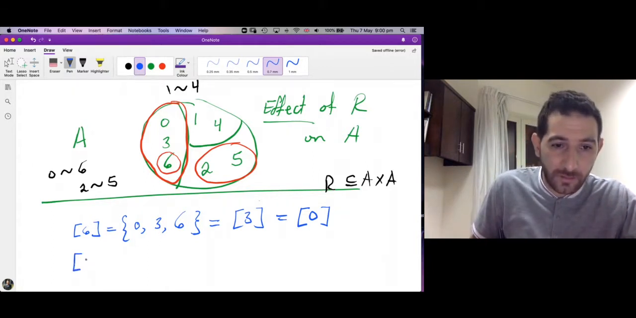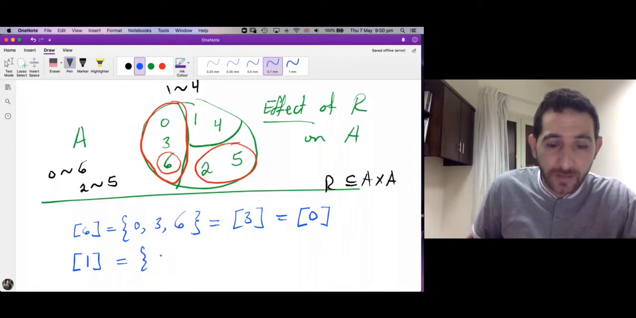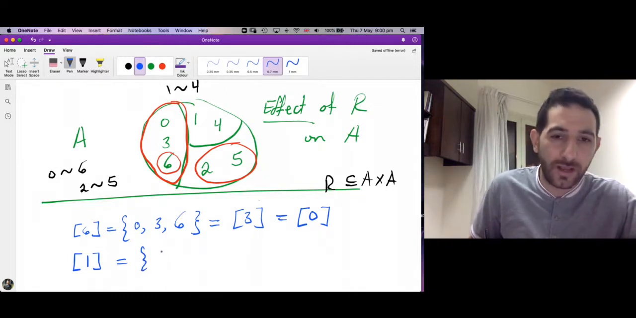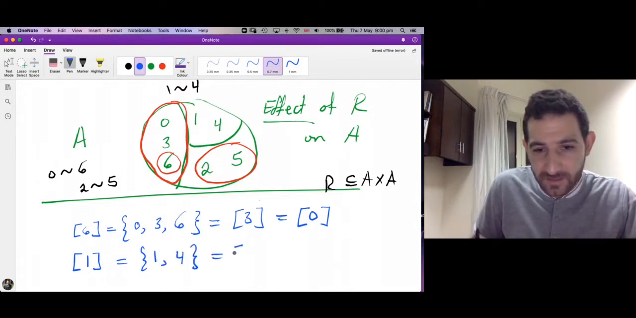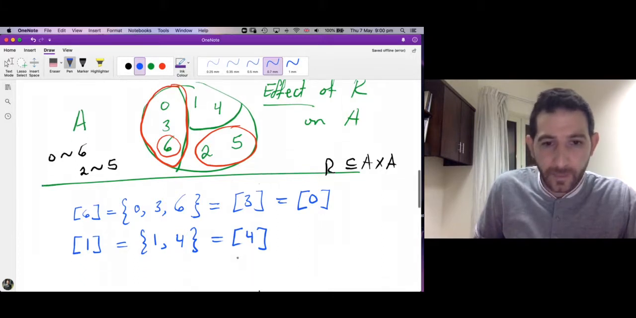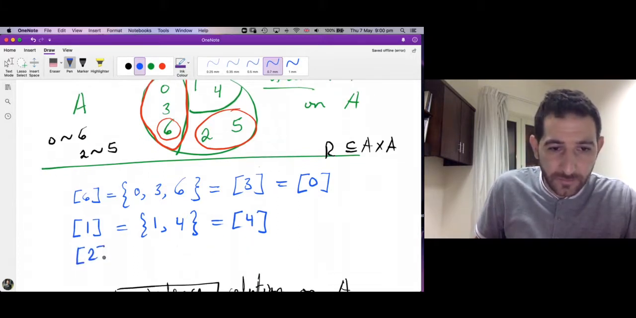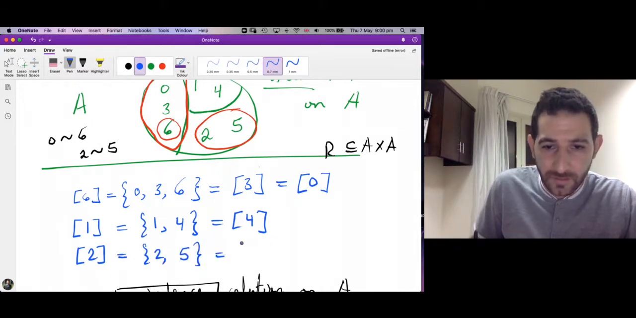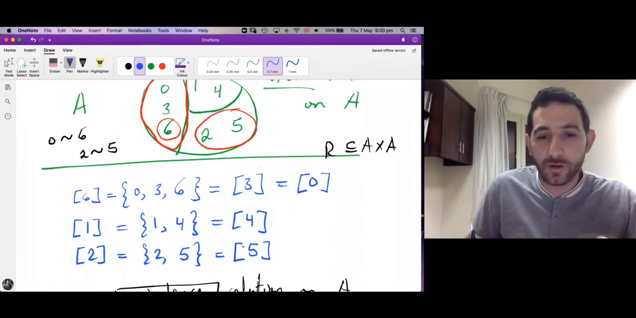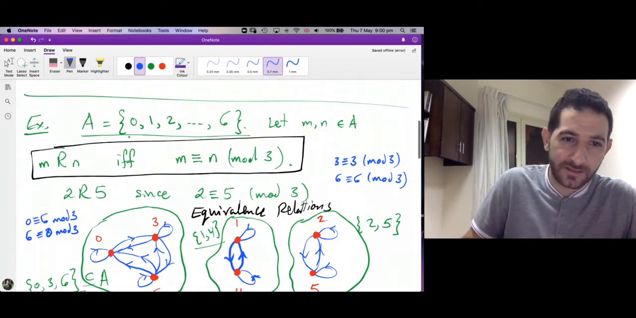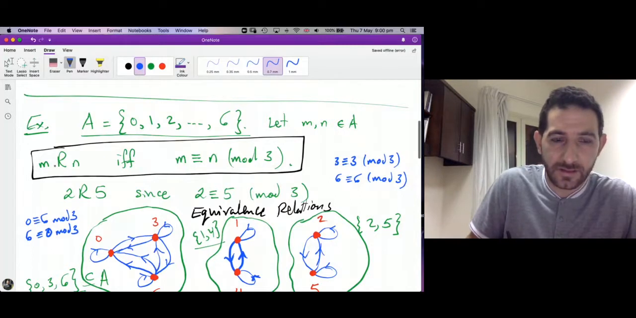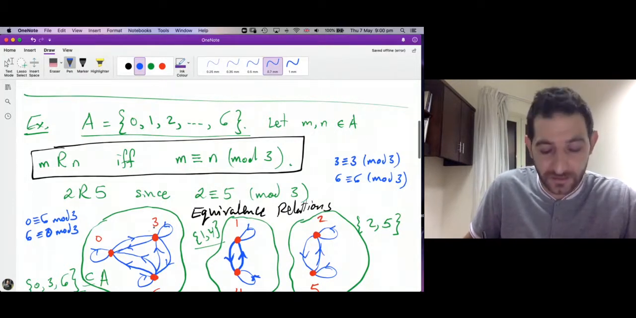Now, what is the equivalence class of 1? It is all elements related to 1, which means all elements congruent to 1 modulo 3, and these are 1 and 4. And this is the same as the equivalence class of 4. And finally, the equivalence class of 2 is the set containing 2 and 5, and this will be the same as the equivalence class of 5, because all the elements which are congruent to 5 are 2 and 5. We are talking about this example. This is A, and this is the relation R, and it's an equivalence relation.